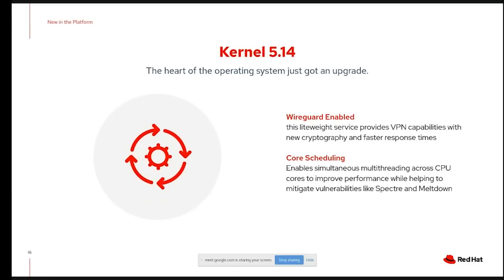A couple of the features specific to 5.14, we now have a lightweight WireGuard service enabled. This can give you VPN capabilities with a little bit faster response rates. It's now a kernel element. Traditionally, VPN activities have been done in user space, and so there was a lot of overhead to that. So this is allowing us to build it directly into the kernel.